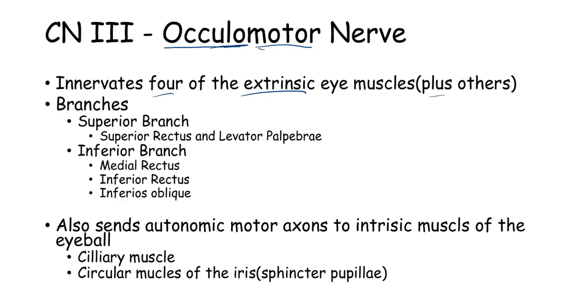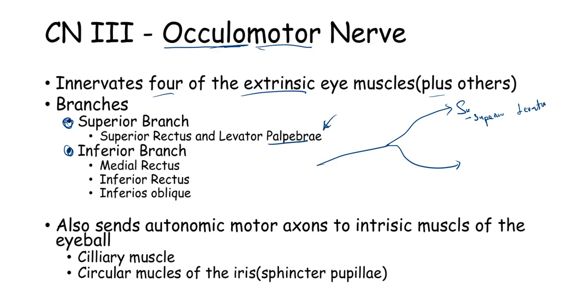So the branches: the oculomotor nerve has a superior branch and an inferior branch. Once the nerve comes in, it has a superior branch and an inferior branch. The superior branch is going to innervate what is known as the superior rectus muscle. So superior branch for superior rectus muscle. And then the other muscle is the levator palpebrae. This is the muscle that raises the eyelid.